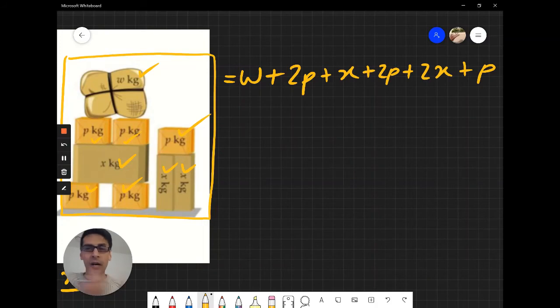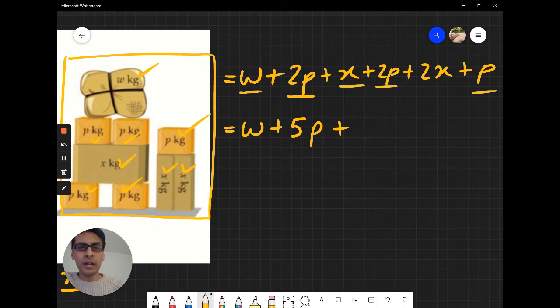So that's a long one. So what are we going to do now? We're going to add up the terms which are alike. So w is by itself, so I'm just going to write w. How many p's do we have? Well, this time we've got 2p plus another 2p plus another 1p. That is going to give me 2 plus 2 plus 1 is 5p. And then we've got x and another 2x. So that's going to be 1x plus 2x is 3x. Whenever you see a letter by itself, there's always a 1 in front of it. You must remember that when you're collecting like terms.